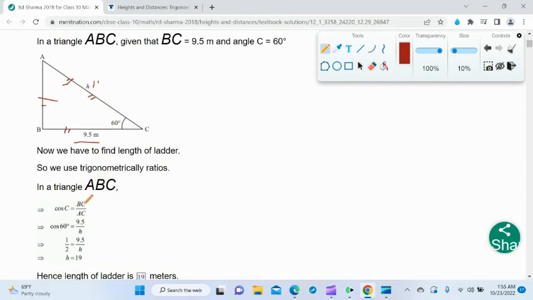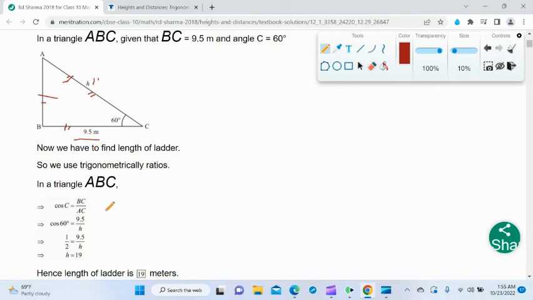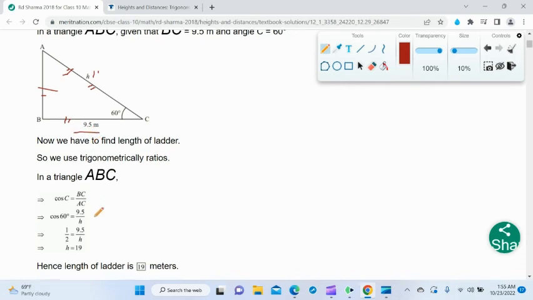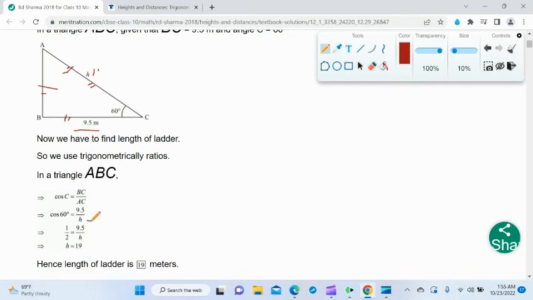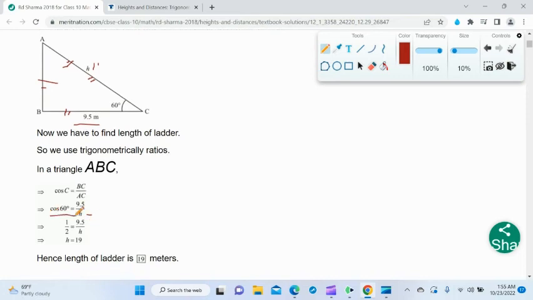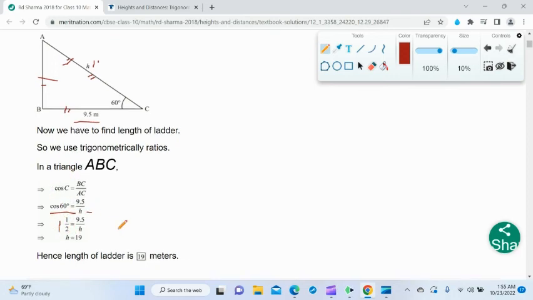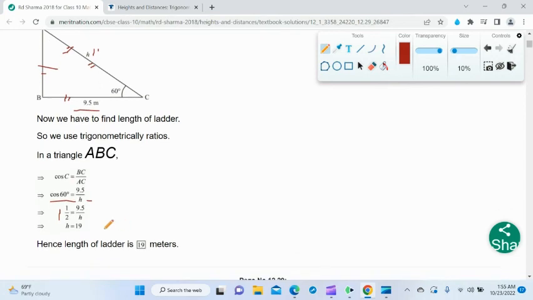The base is given here as 9.5 meters and h we have to calculate. So cos theta is equal to BC by AC. BC is given as 9.5 meters, AC we have to calculate, which is h. What is the value of cos 60? Cos 60 is 1 by 2. I have already told you to remember the basic values of cos theta, sin theta and tan theta. And then h is equal to 19. Hence the length of the ladder is 19 meters.